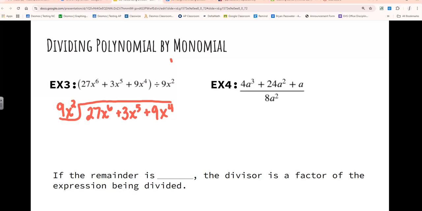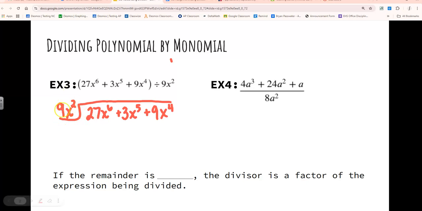So I like to think about the division of the numbers and the variables separately. So you're asking yourself, how many times will 9 go into 27? That'll go 3 times, right? So that's just like our normal division part.